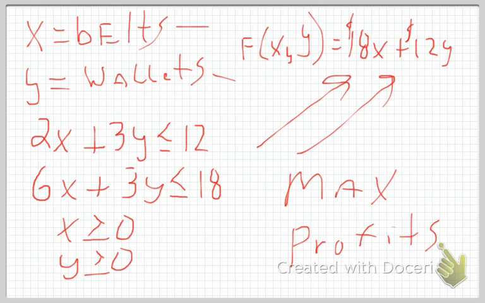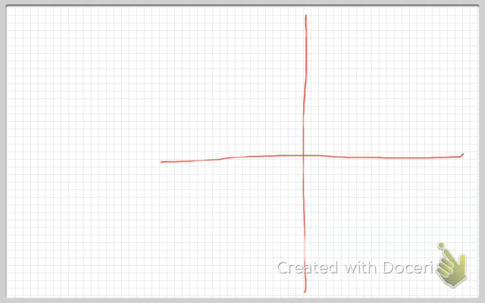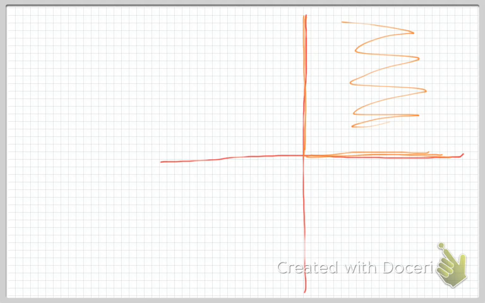So let me erase all this so we can clean this up. Now if we get on here and make a nice XY chart, something like this, I'll change colors. We know now that everything above this and above this, we're going to be in this region. So X is greater than 0, Y is greater than 0. So we're going to be in the first quadrant.